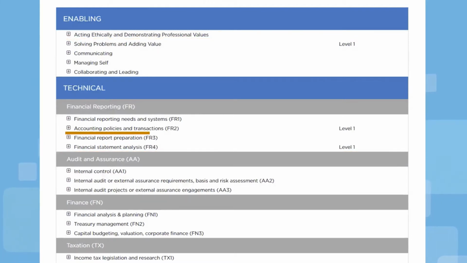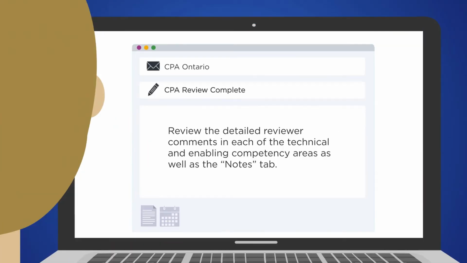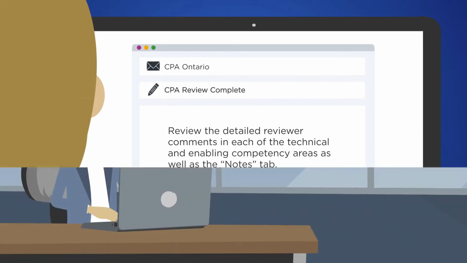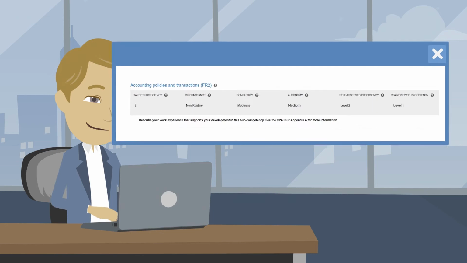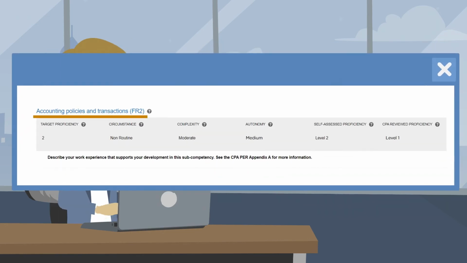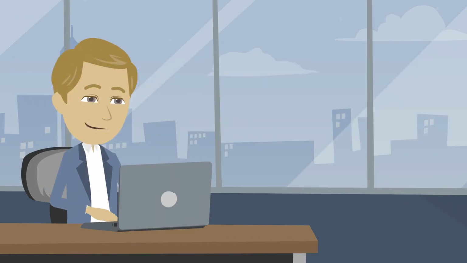However, in FR2, Jason was professionally assessed at Level 1, even though he had self-assessed at Level 2. Jason reviews the second step from the email. He opens his experience report to look at the reviewer comments in FR2, Accounting, Policies, and Transactions.